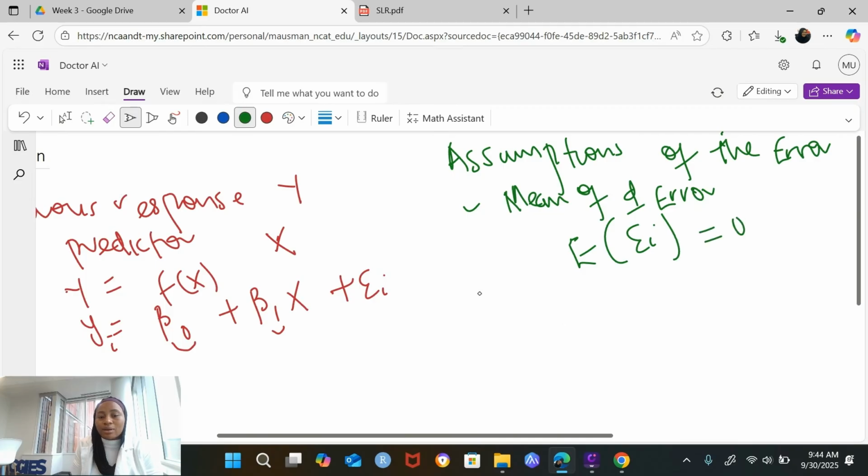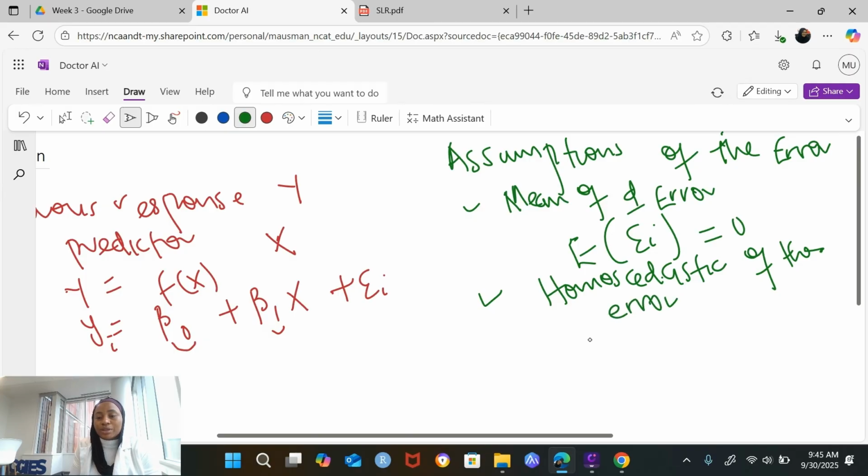And then we can talk about the homoscedasticity of the error, right? So when you say the variance of the error must be constant, it must be constant across the error terms, right? So what do we mean by constant variance?